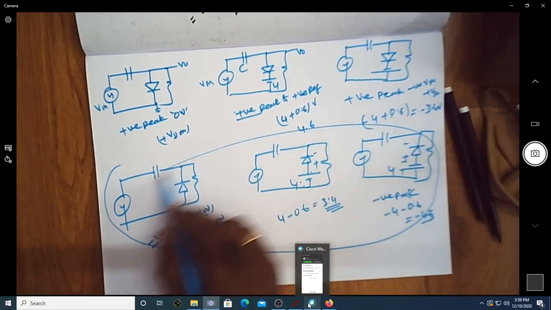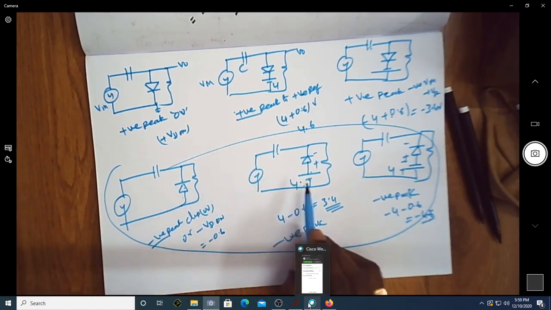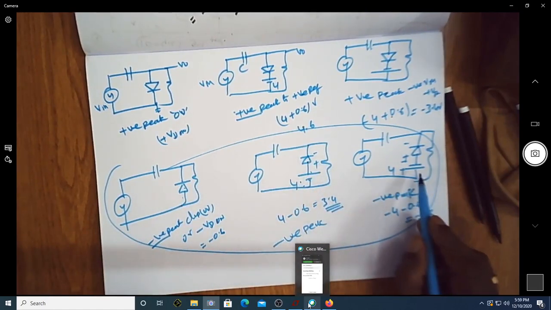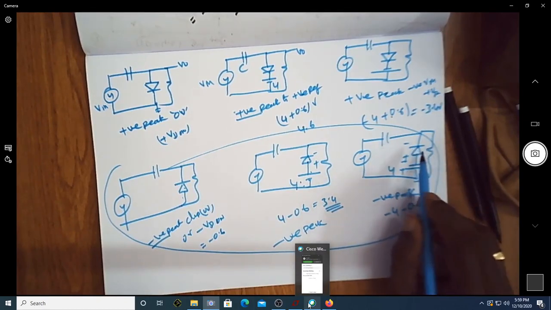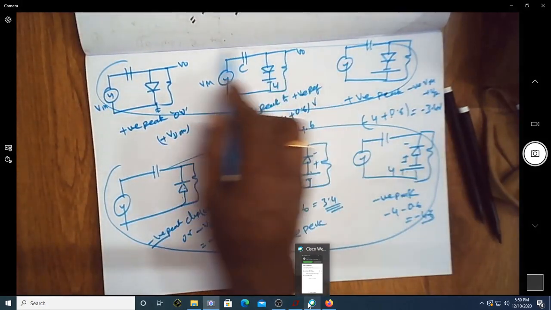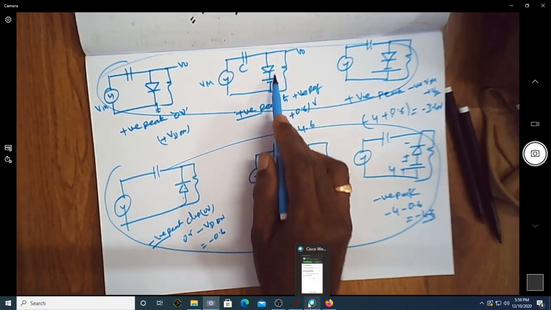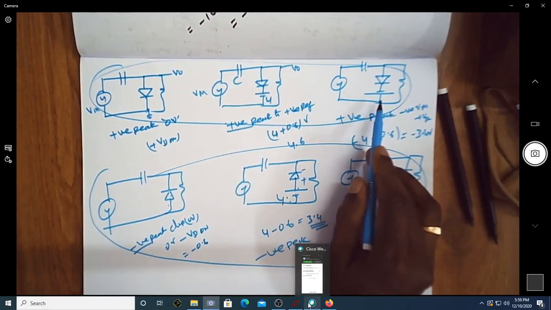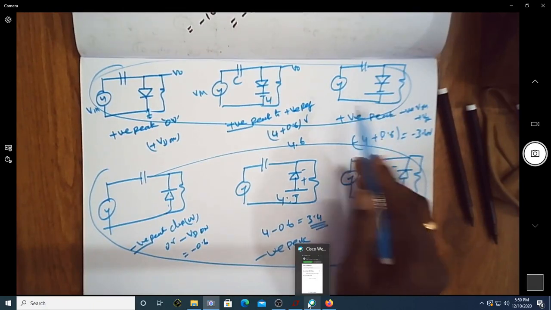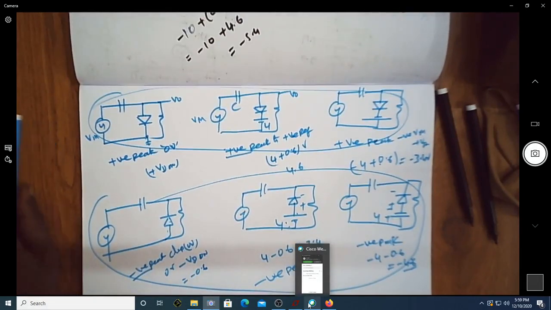In these three circuits, see the diode direction is like this. The negative peak is clamped to 0 volt or VD on, reference minus VD on. This is reference and the VD on, so it's negative. In this case, see the diode direction is the same. Positive peak clamped to VD on, positive peak clamped to VD on plus V reference. Positive peak is clamped to VD on minus V reference. So these are the three major circuits that you can think of having in terms of clamping circuits.